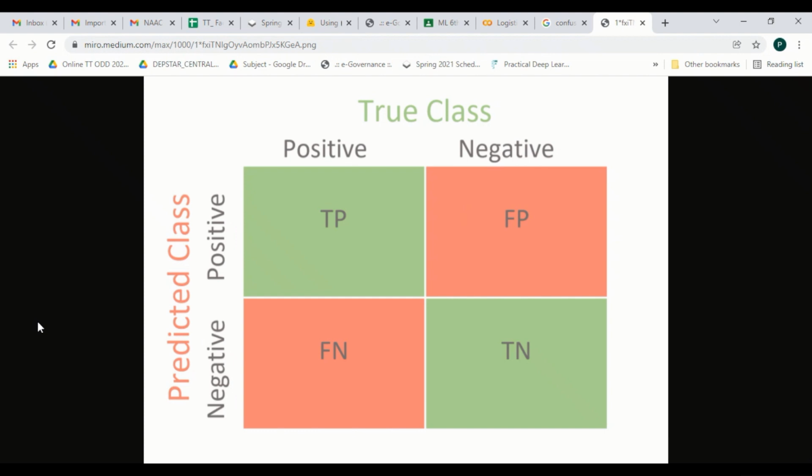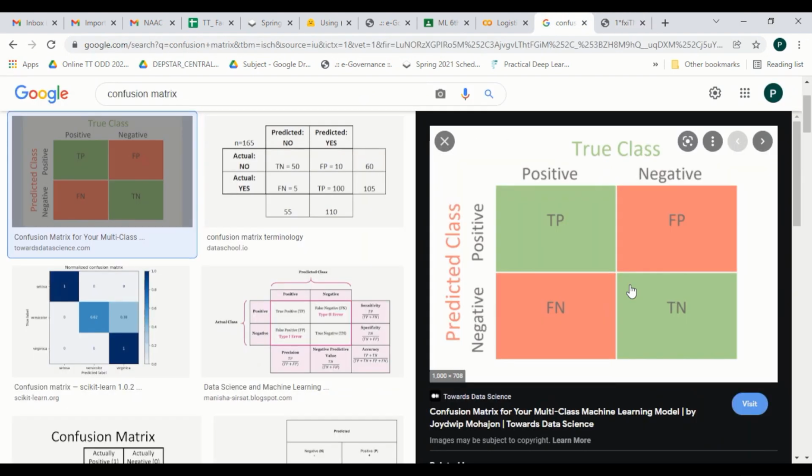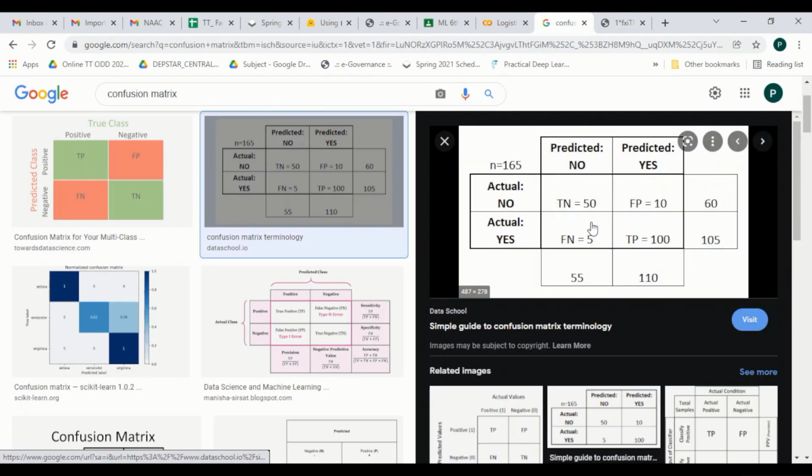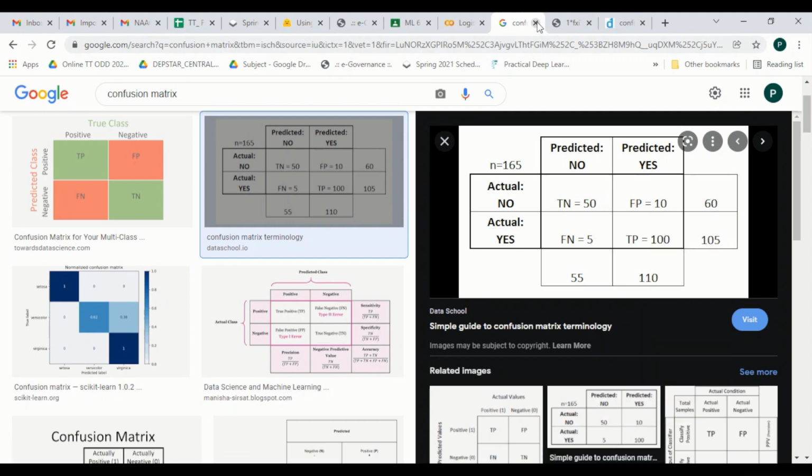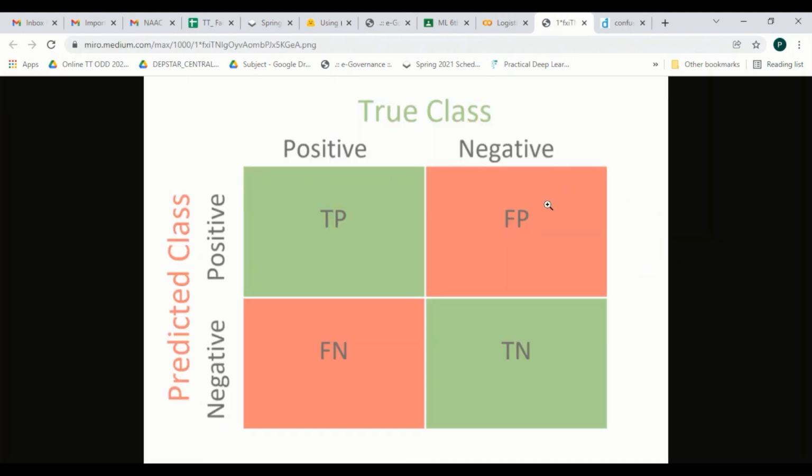Right. Okay. So this is what a confusion matrix is like. And here, instead of TP, FP, FN, TN, you would be having numbers. So let me open this particular image as well so that you can understand it better. This is something known as a true class. And this is a predicted class.